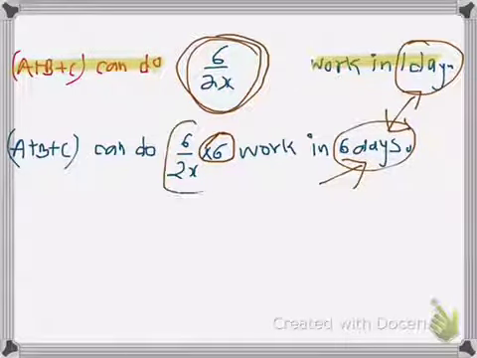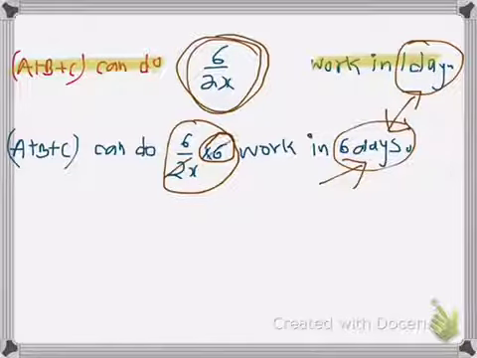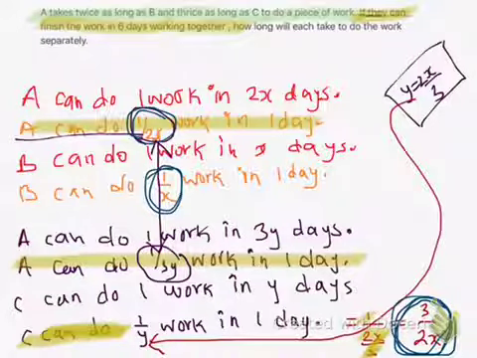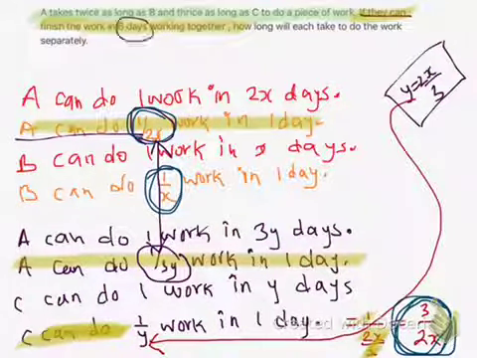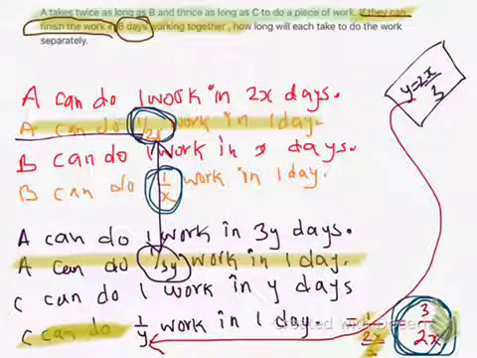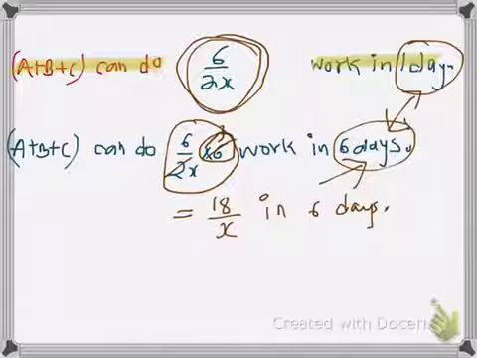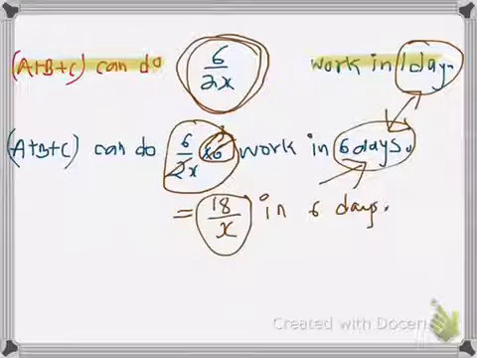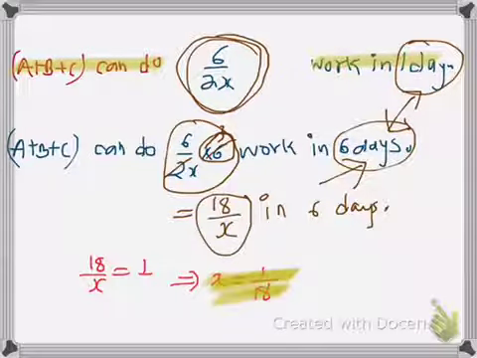This gives 6 by 2x times 6, 2 3s are 6, and this gives 18 by x work in 6 days. And again, from the question we know that working for 6 days they can finish the work. It means they can do one work, the total work, when they work for 6 days. So we can equate 18 by x with one work, which is the total work. So this gives x to be 1 by 18.